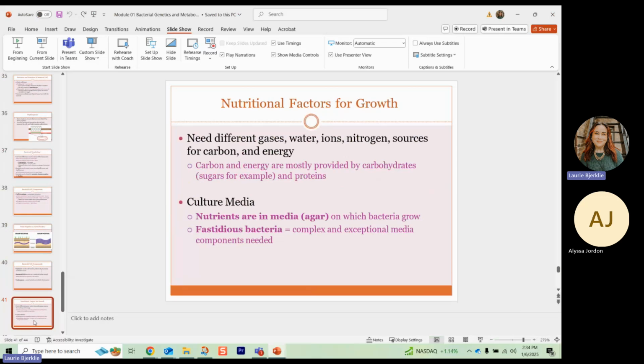So we have that agar that's really like going to give them that extra nutrients to be like, here, now take this agar and grow. So there is some bacteria that are called fastidious. So this is, again, a term we'll hear in the next few weeks, especially. They're just a little bit more complex. They want extra nutrients than the normal.